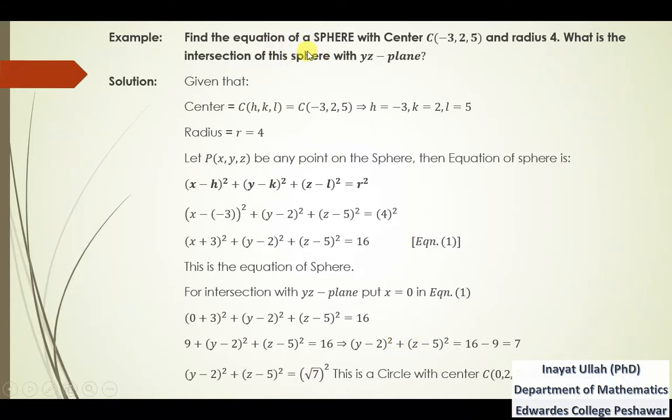So this is how we find the equation of a sphere and the intersection of the sphere on any plane. If that is the xz plane, we will put y equal to 0 in the equation. If that is the xy plane, we will put z equal to 0 in the equation to get the intersections.